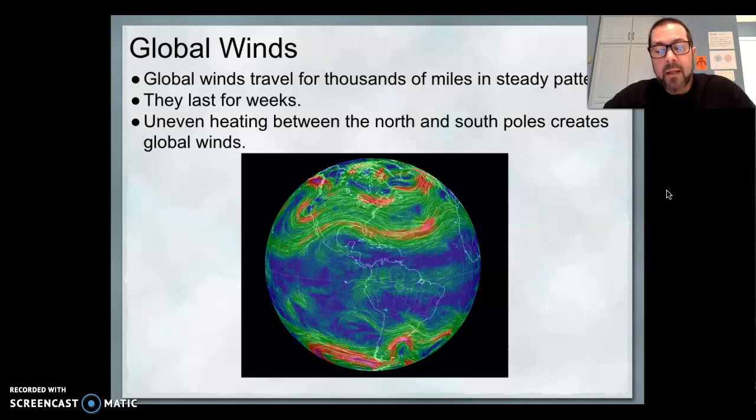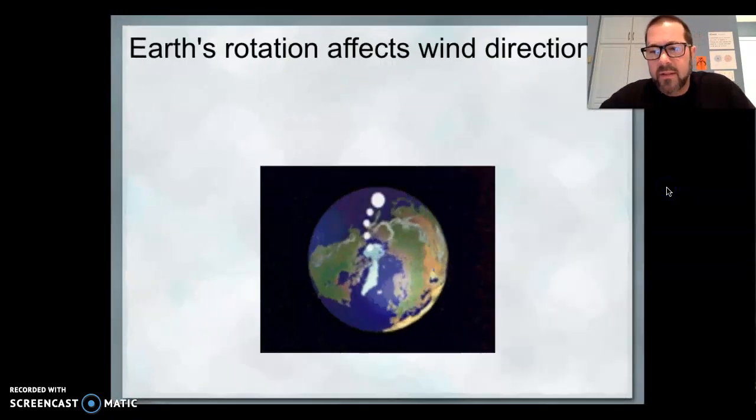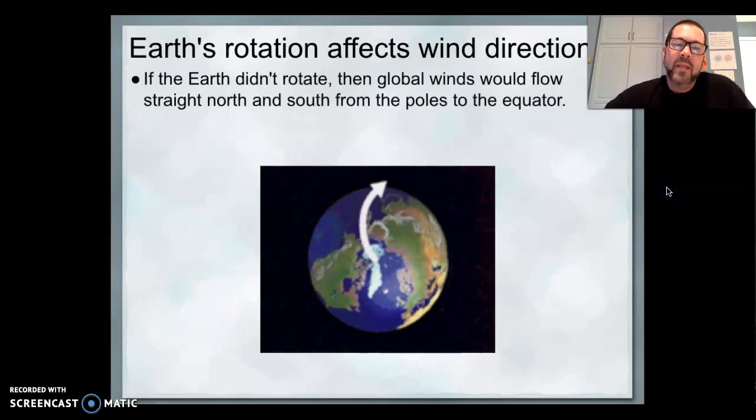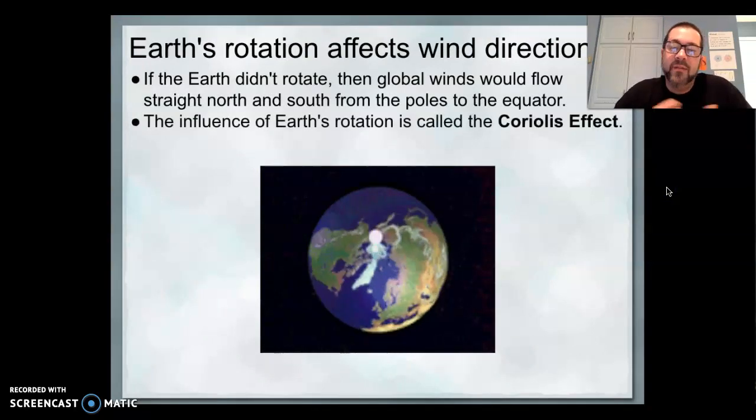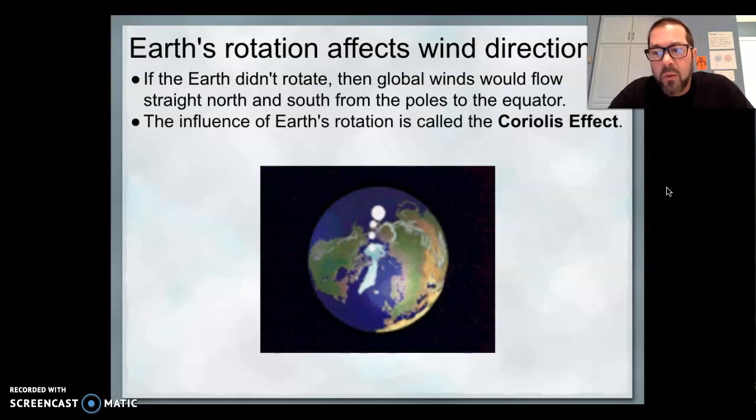Now, the next part of the process is what complicates things, because if it was simply the fact that the earth was heated unevenly and that set air in motion, what we would see are all of these winds traveling directly from north to south. But it doesn't work that way because the earth rotates, it spins on its axis, and that affects the path of these global winds. We call this influence, this force, the Coriolis effect.